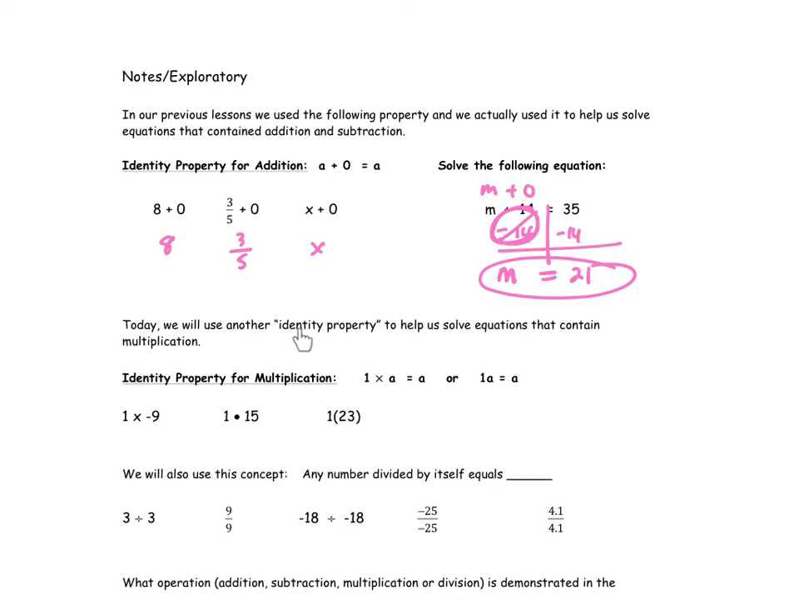Today, we're going to use another identity property to help us solve equations that contain multiplication. And this is the identity property for multiplication. 1 times any number A equals that same number A. We prefer to write it side by side because that's the high school way to write it. So we're going to see it more frequently that way. So 1 times -9 would be -9. And 1 times 15 would be 15. 1 times 23 would be 23, and 1 times x would be the same thing as just x. That's what we're going to need to use.